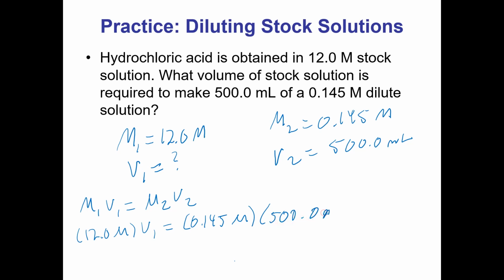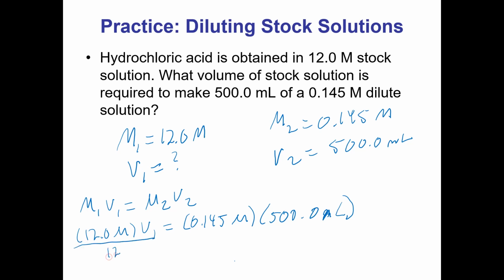Now you can leave the volume in milliliters so long as your units are the same on both sides. Because we have volume on both sides, and milliliters and liters are proportional, as long as we keep them in the same unit, we can leave this in milliliters. Now, if you were given both volumes and you were trying to find molarity, if one of your volumes was in liters and the other was in milliliters, you would have to put them in the same unit. But as long as they're in the same unit, you can use either liters or milliliters.